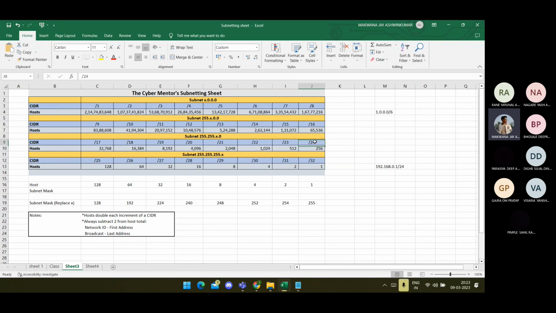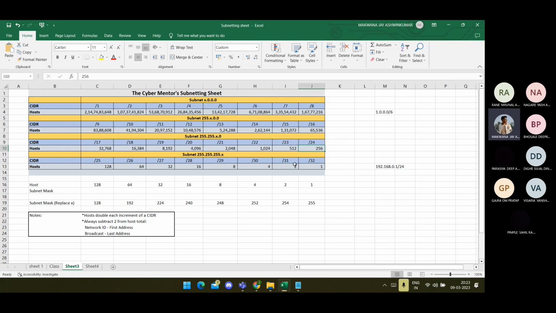So we have a common subnet mask, which is /24. So this is the common subnet. Everyone should remember the number of hosts of the common subnet: if /24 comes, then you should know there should be 256 hosts in that range of IP addresses.